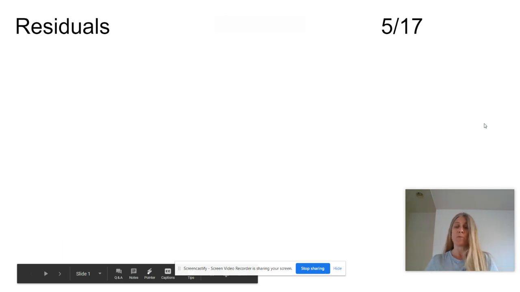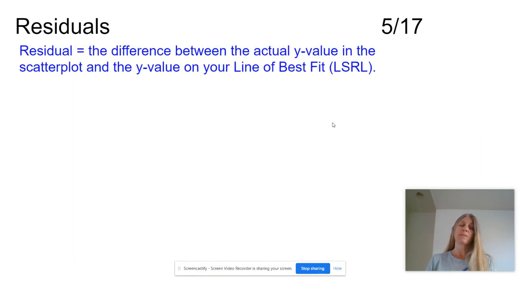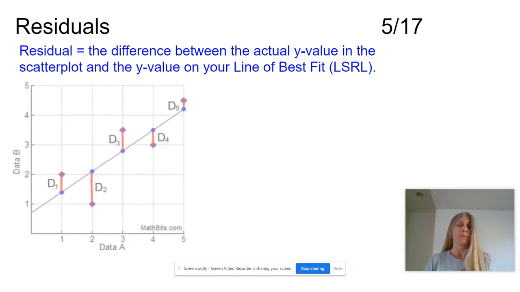Today we're going to talk about residuals. Now, what residuals are, they are the difference between the actual value in the scatter plot and how far away it is from your prediction, which is on your line of best fit. So it's a very simple mathematical operation.